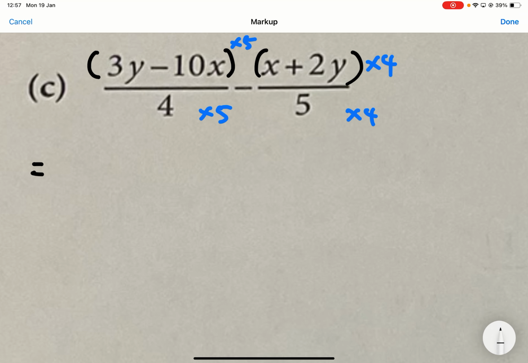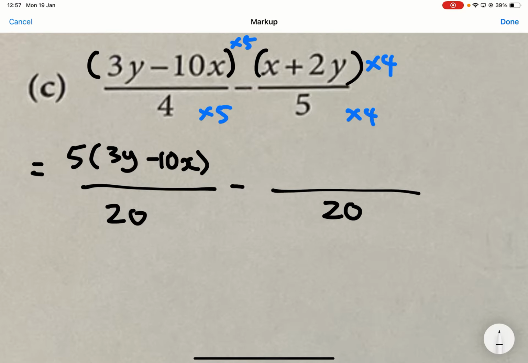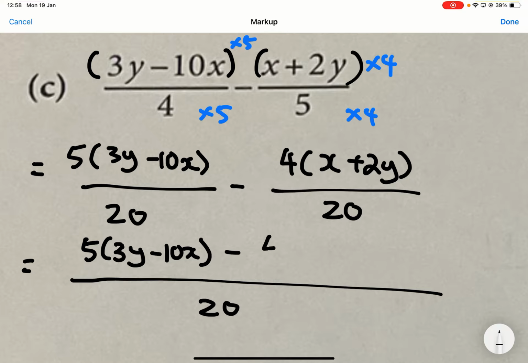Next, 5 times 4, 20. 5 times numerator. Minus is still minus. Second fraction, denominator is 20. Numerator is now 4. Multiply the bracket. Next, put them together. The first numerator is the entire 5 times bracket. Then I need to minus away the entire numerator, which is 4 times bracket.